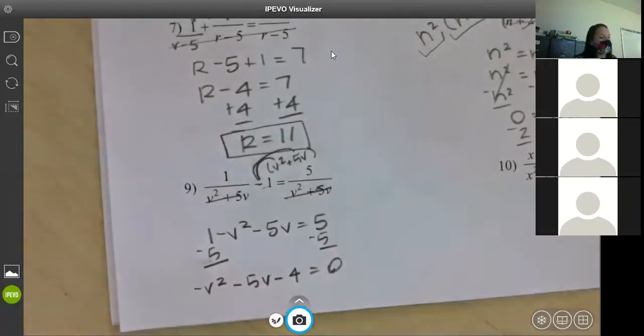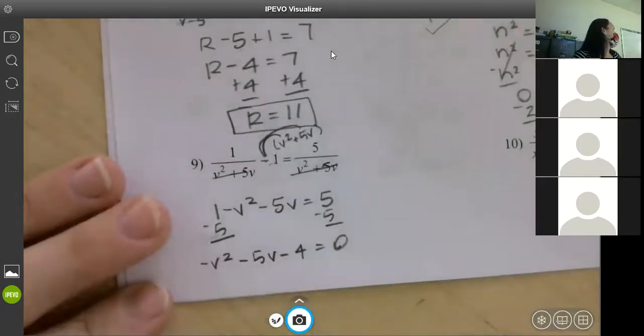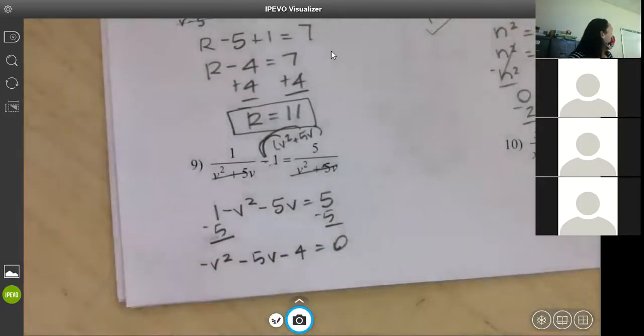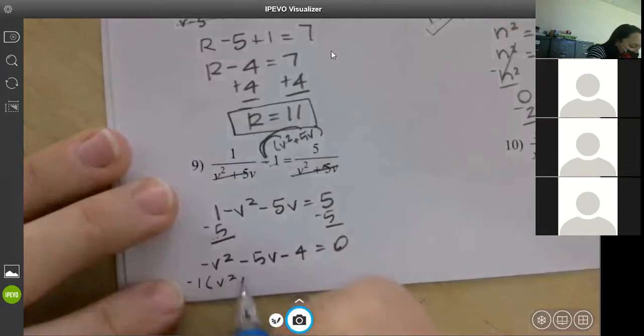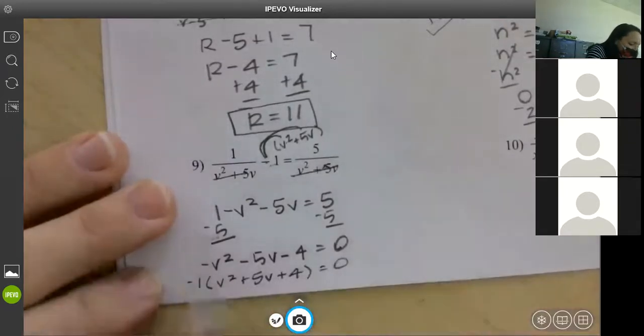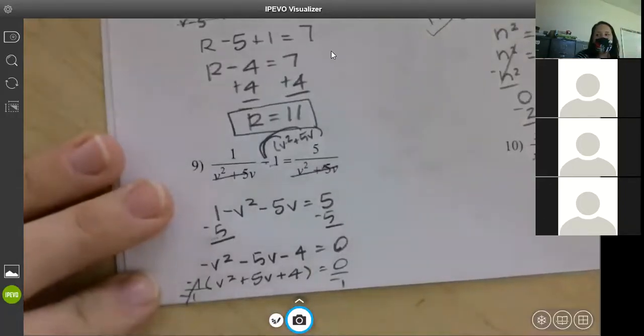What's wrong with this? I'm okay with it equaling 0. There's a negative part. We don't ever want to lead with a negative when we're trying to factor, so I can factor that -1 out, which leaves me with v squared plus 5v plus 4. And then we can divide by that -1 and it goes away. Okay, so it goes away.